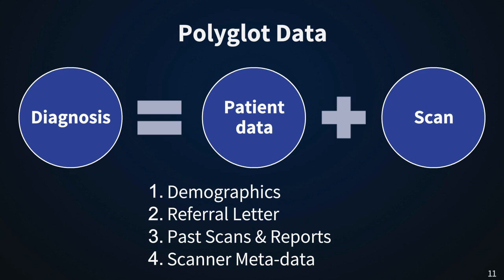And we also have the scanner metadata, which contains the information about the geometry of the scan and other types of information. So you can see that there are a lot of types of information. Some of them are structured. Most of them are completely unstructured. And not only that, they are completely unstandardized.